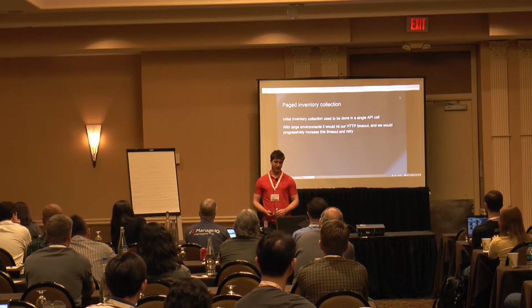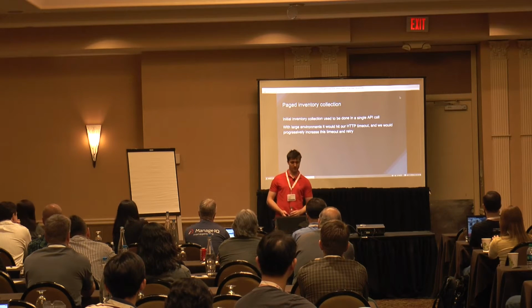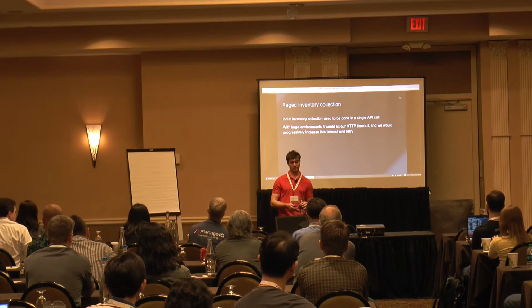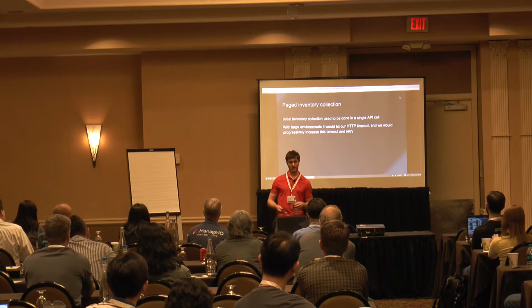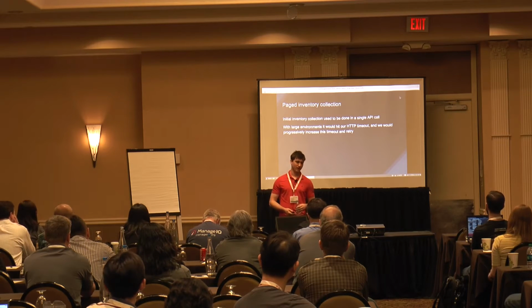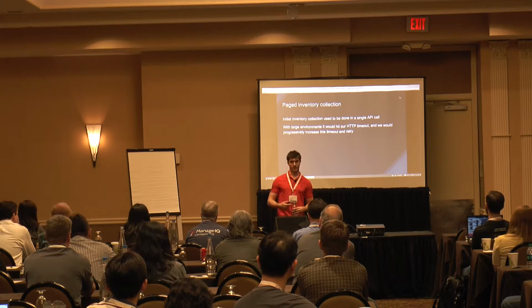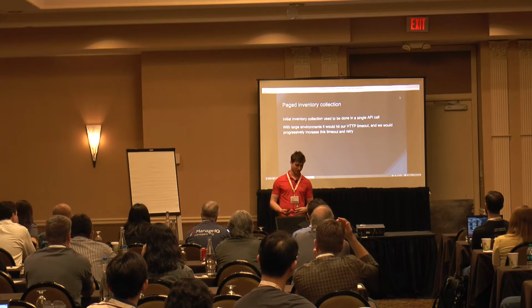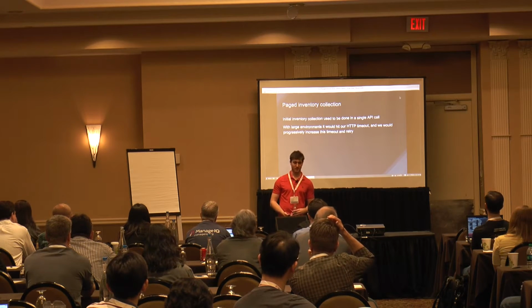We went to paged inventory collection in the Vim broker. The way things used to be done in 4.0, you would get all inventory in a single API call. And so that was either wait for updates or retrieve properties. If you had a really large environment, that could take a really long time to come back from the server. And if it's a large enough environment, you would hit an HTTP timeout.